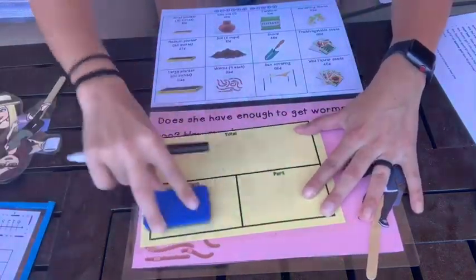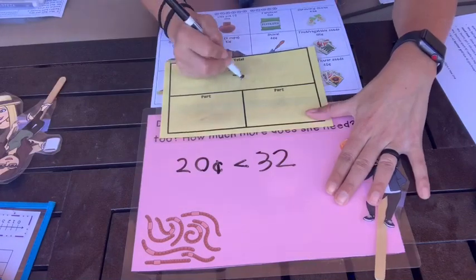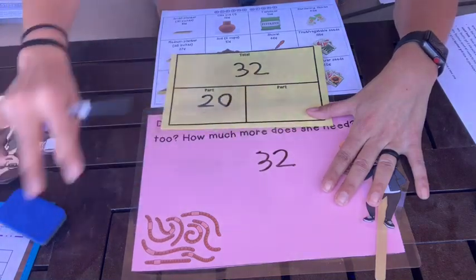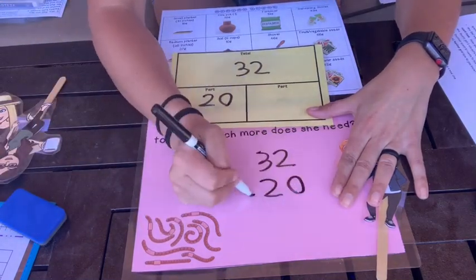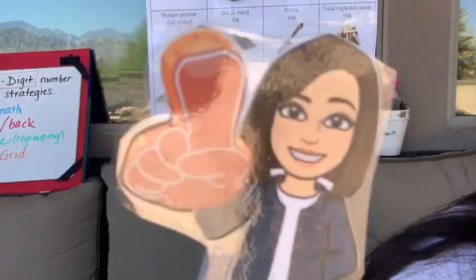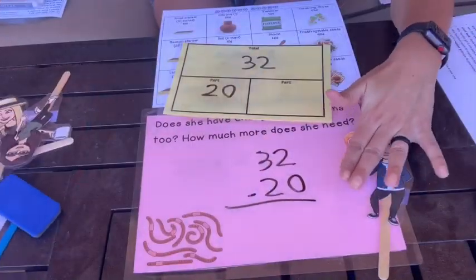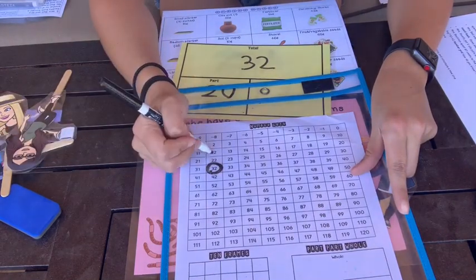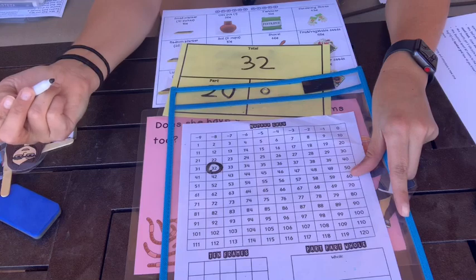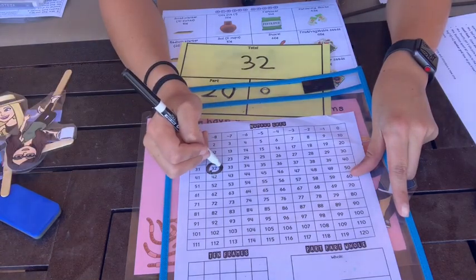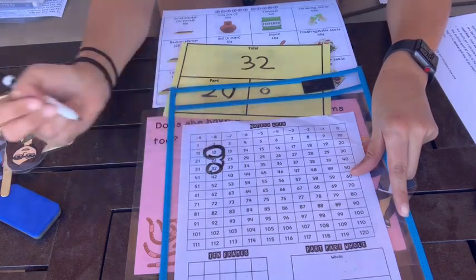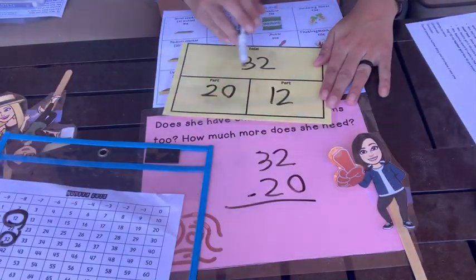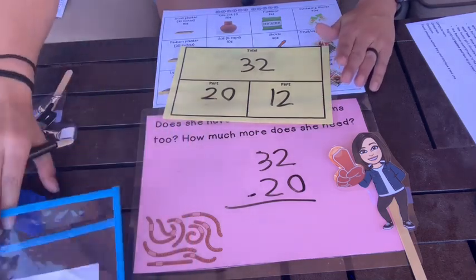But let's figure out how much more she needs to get. So she needs 32, but she only has 20. So let's do a subtraction sentence. Let's do 32 minus 20. Pause again. For this one, let's use our number grid. Okay, here's 32, and I'm taking away 20. So using my number grid, I'm just going to jump straight up because that's how I go by tens. So I'm going to go 1 ten and 2 tens. How much does she need? She needs 12 cents left. And if she had her 12 cents plus her change, then she would be able to buy some worms.